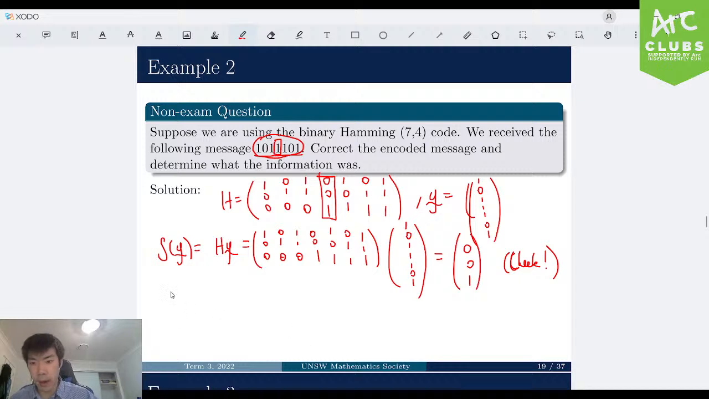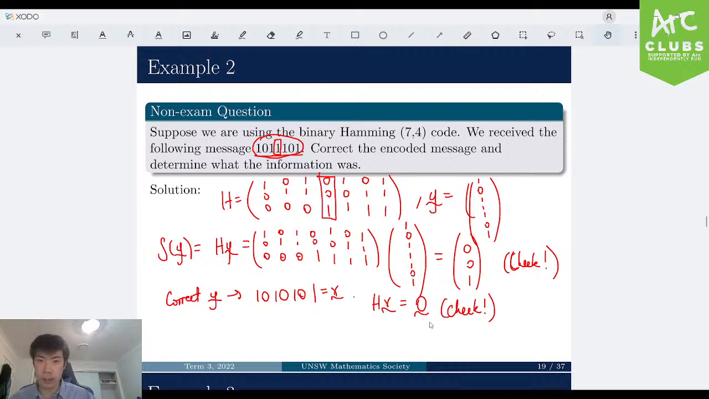And so we can correct Y to 1, 0, 1, 0, 1, 0, 1. We flip the 1 to a 0, right? And now if we actually calculate this as well, so this is now x, right? If you calculate Hx, this equals 0, right? Go check this. So note that once we have corrected it, if we now calculate the syndrome for x, it should return the 0 vector, right?